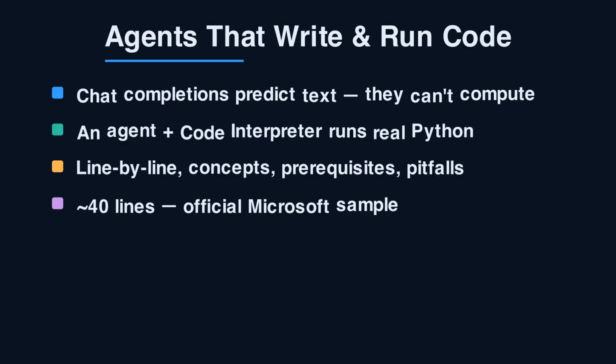An agent on the Azure AI Agent service that writes real Python, runs it inside a secure sandbox in the cloud, and hands you back both the answer and any chart it produced. We will go line by line, explain every concept, cover the Azure resources you need first, and finish with the pitfalls and clean up the quick start skip. By the end, you can point this at your own data and get a working analyst in about 40 lines.